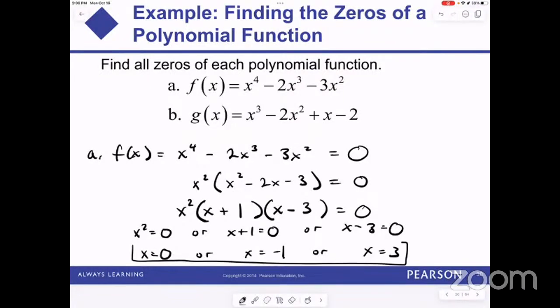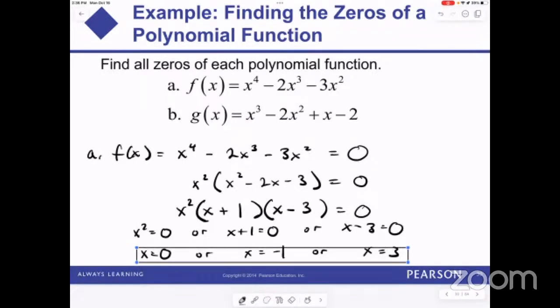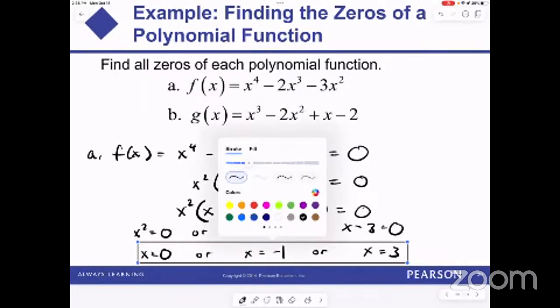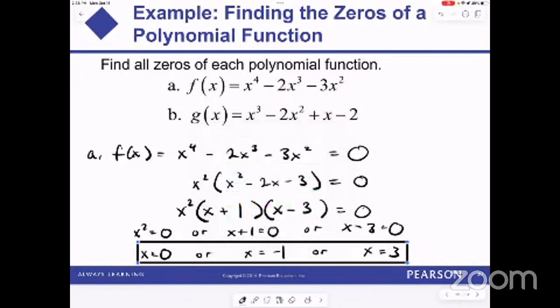Okay, I'm going to go ahead and work B, and then when we finish B, that'll be it. 0, -1, and 3, and we should plug it back into the original to check. I'm just going to move forward. So let's work on B.